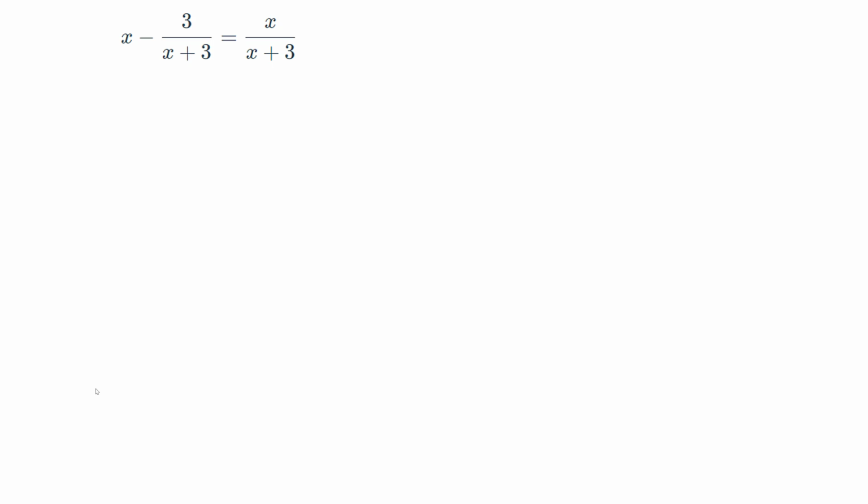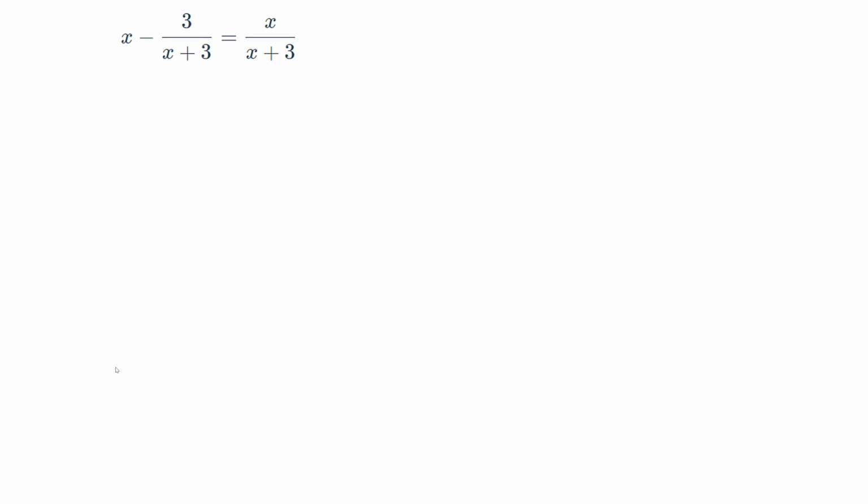Okay, so we're going to continue talking about solving for rational expressions. With this one, we're going to look at (x minus 3) over (x plus 3) equals x over (x plus 3). So we need to get rid of that x plus 3 in the denominator and find the least common multiple to figure this out and solve for x.